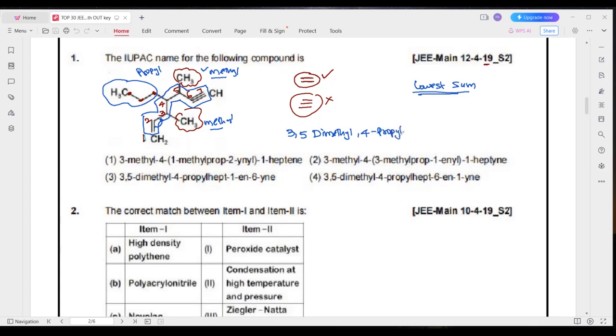Then a total of 7 carbons are there, hept, and 1-ene, and 6-yne. So this is how we have to write the naming. First the prefix, and in that also, if two types of substituents are there, follow alphabetical order, M and P. M comes first, that's why methyl, then P, then word root, then primary suffix. As there is no functional group, the secondary suffix is not required. This is how you have to write the naming.